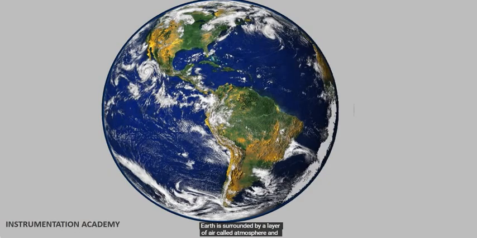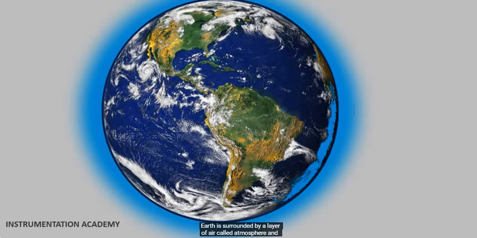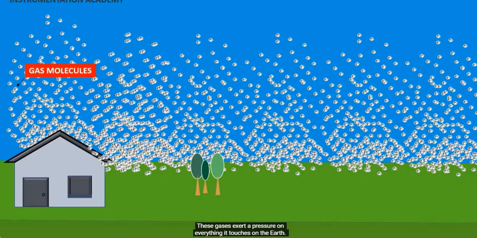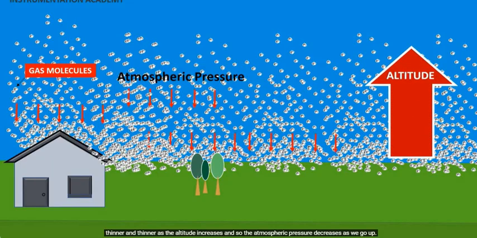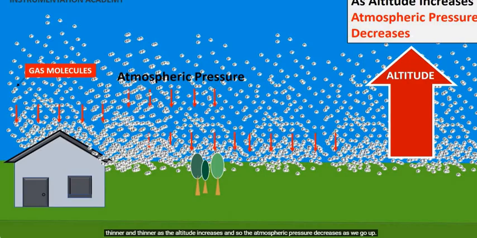Earth is surrounded by a layer of air called atmosphere, and this atmosphere contains different types of gases. These gases exert a pressure on everything it touches on the earth. This pressure is known as atmospheric pressure. The air or gases surrounding the earth becomes thinner and thinner as the altitude increases, and so the atmospheric pressure decreases as we go up.